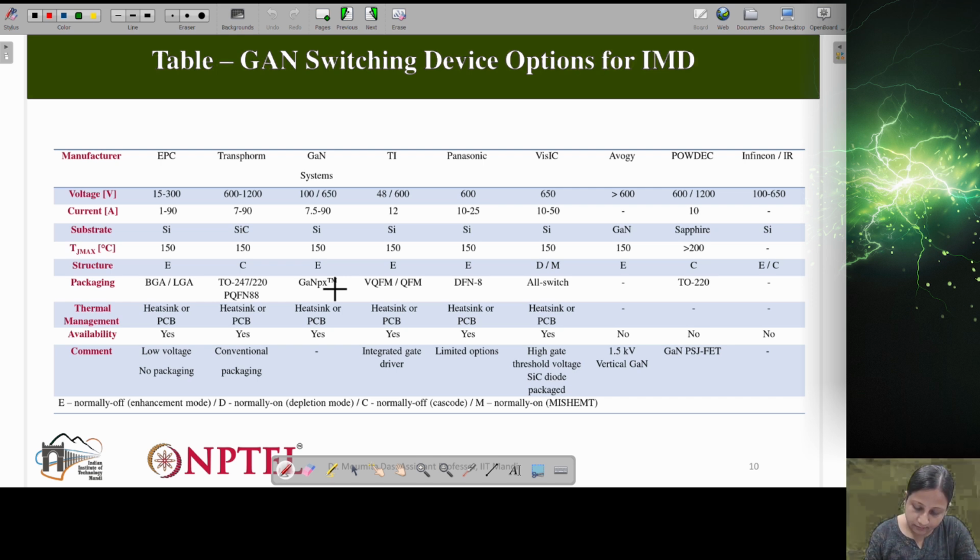The packaging type is also given. Here the thermal management for GaN devices is either a heat sink or through the PCB, right? The different packaging types are also given: low voltage, no packaging, conventional packaging, integrated gate driver. So you can explore all these devices and see what will be suitable for IMD applications.